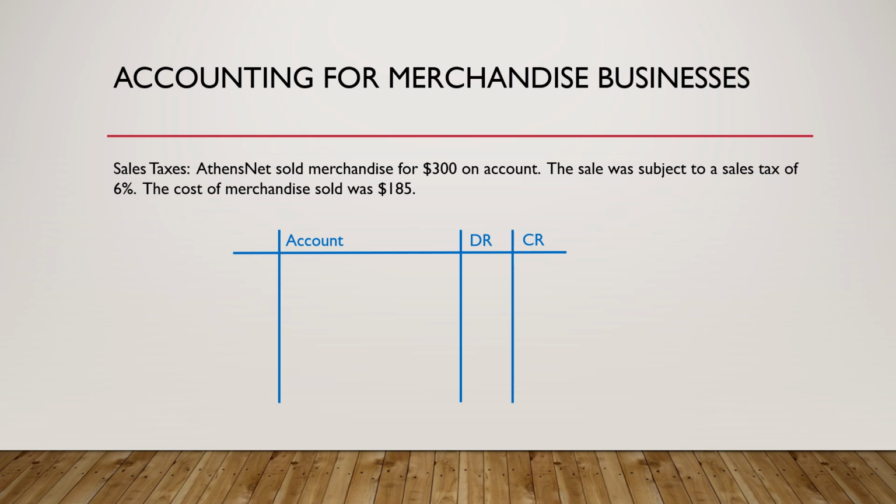First, recognize our revenue earned with a debit to AR and a credit to sales. Our revenue earned is the $300, but that amount is not the total cash that will be collected. The business will also collect 6% of the sales price to be remitted to the state and/or local taxing authority. So credit sales tax payable for $18. The total cash that will be collected is $318. Expense the cost of merchandise sold as usual.